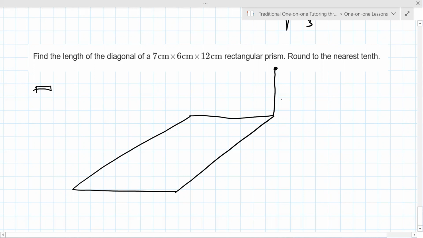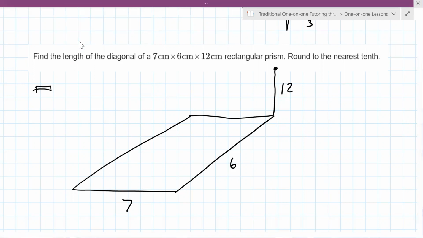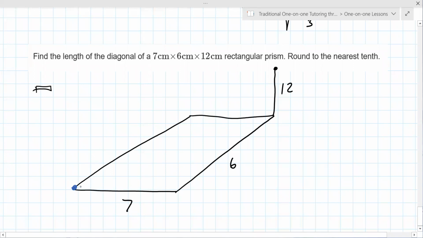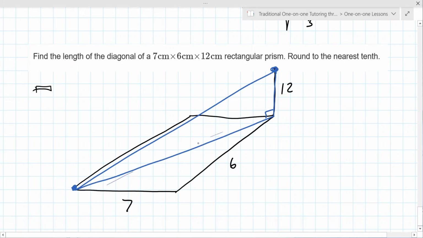All right. So this, for example, it does not have to be to scale, but it's 7, 6, and 12 maybe. Okay. And here's what you have to find. You need to find this right here. You have to first find this length, which you know is C. Then you use it with this length to find this last one.